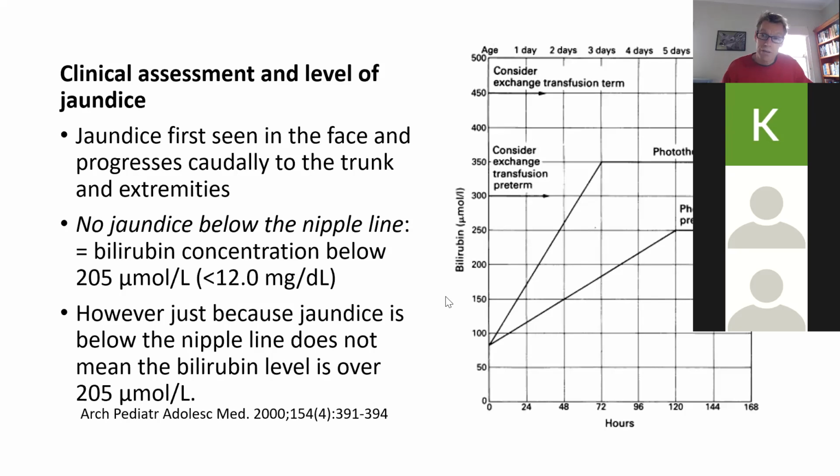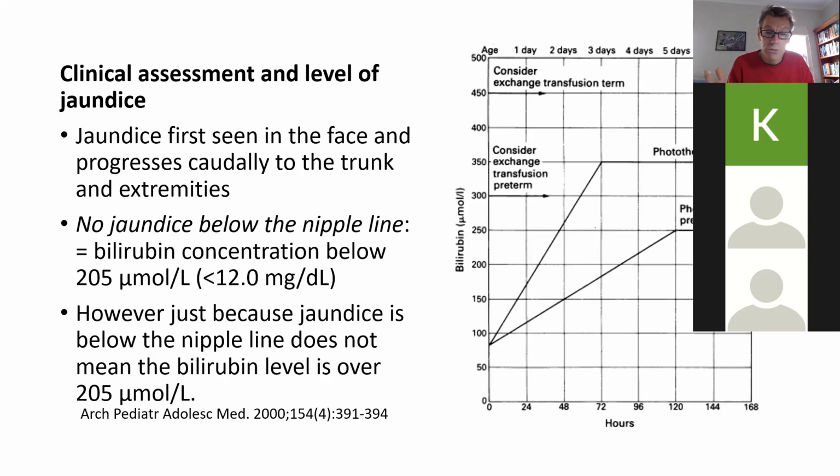And then I think it's good to have an idea about this. As I said, we can't always measure the bilirubin level and we can't always do it regularly, but you can get an idea based on where the jaundice is as to how high the level of bilirubin is. There have been studies that looked at jaundice below the nipple line. Usually it starts on the face and then progresses down. If the baby just has jaundice on the face, then usually the bilirubin level is not that high.